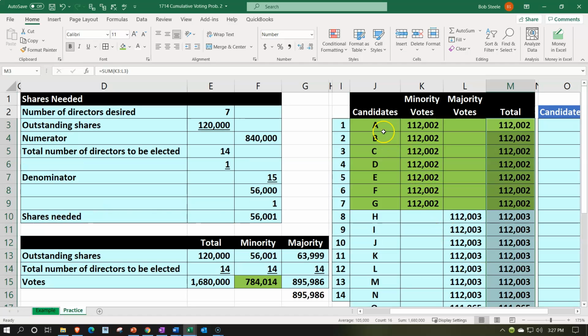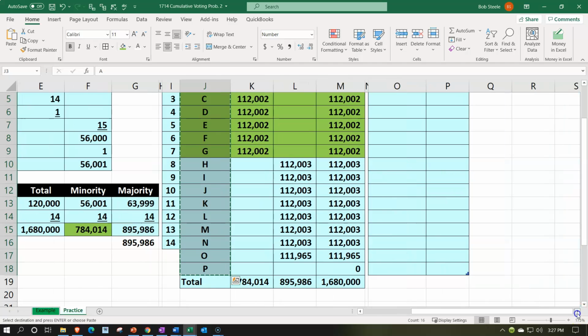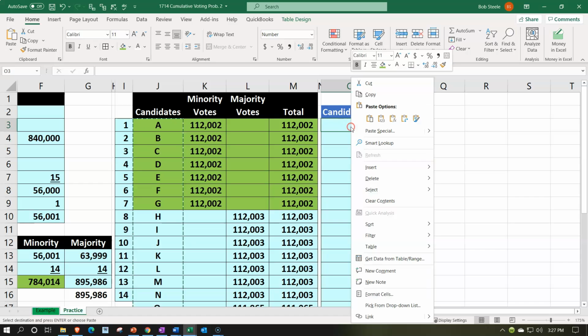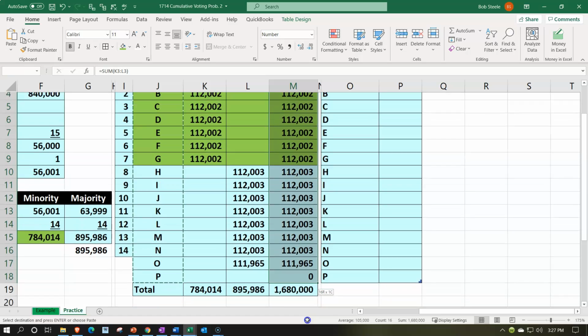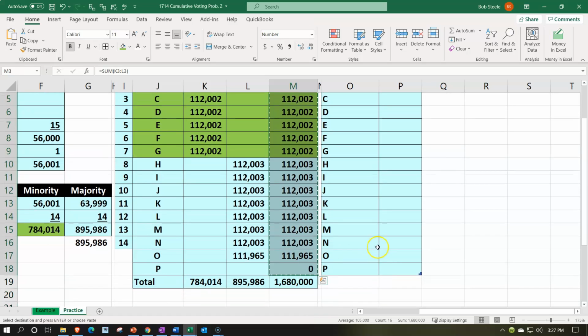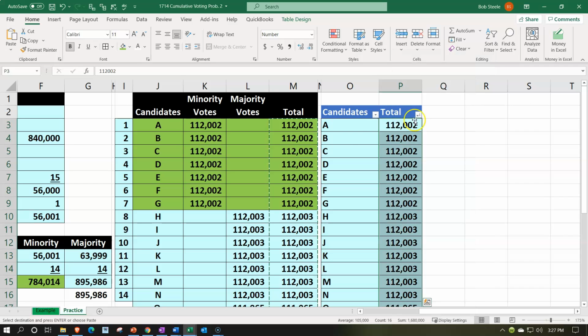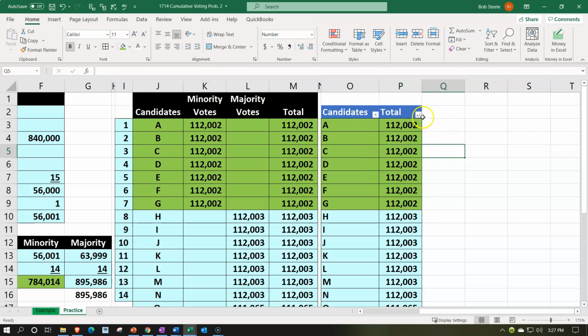So let's copy the results. I'm going to copy A through P, and I'm going to put them into our table just so we can sort them without messing anything up. I'm going to paste them here, right click, and paste just the values. And then I'm going to copy just the totals and paste them here, just the values only. And then I'm going to make green our people again. A through G, those are the people that we want. Those are good people. They need to be on the board.